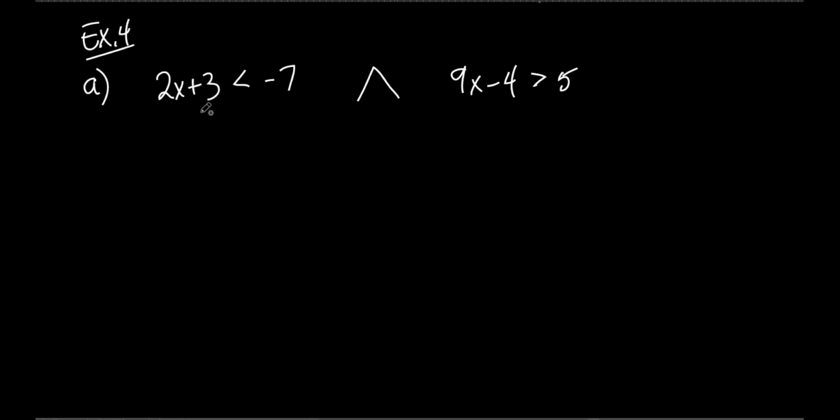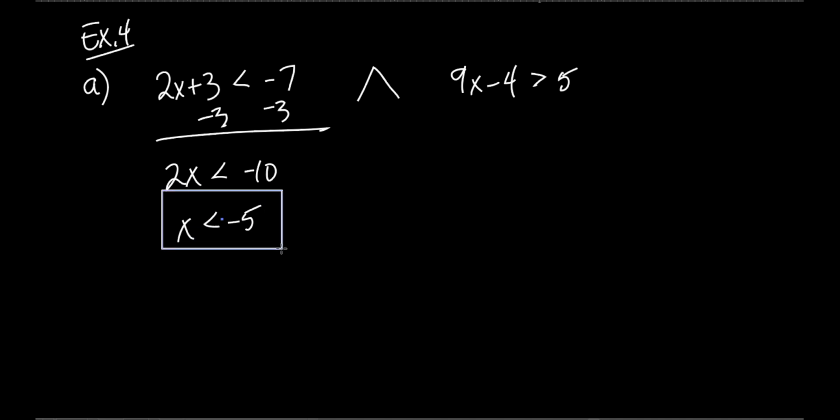Let's do this. Minus 3, 2x is less than negative 10. Divide by 2. x is less than negative 5. All right, so that's one thing. And then we got this. We could probably do this in our head, but I'm going to write it down anyway. So it's 9x is greater than 9. Divide by 9. x is greater than 1.